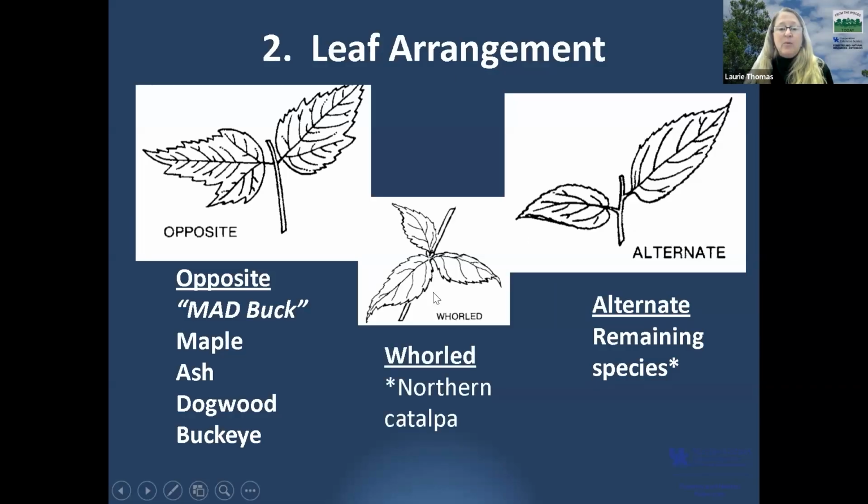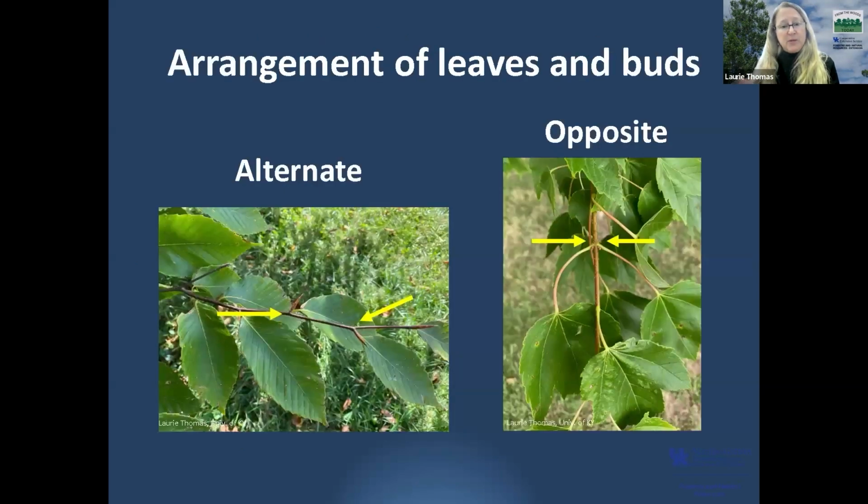And then lastly, we've got whorled. These leaves grow whorled around that leaf stem in groups of 3. Northern catalpa is a great example of that. If any of you have ever noticed a tree that has those big, long, thin fruits, this is the time of the year you'd see those fruits. It looks like a big, long, skinny cigar. That's a northern catalpa, and it has whorled leaves. Okay, so leaf arrangement, real important.